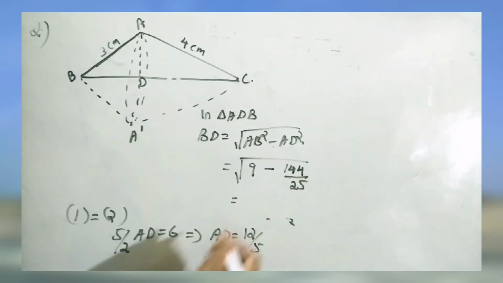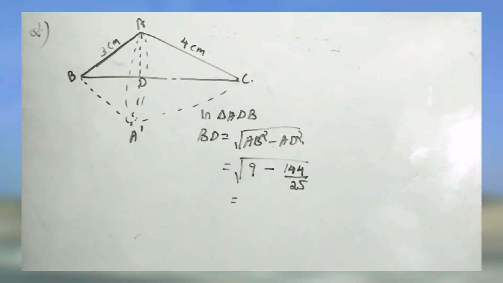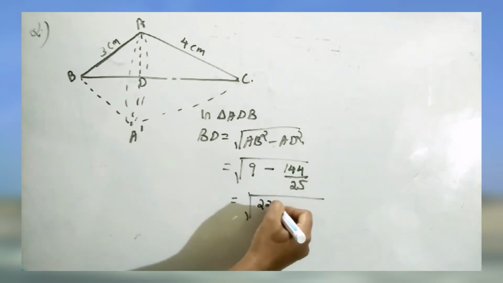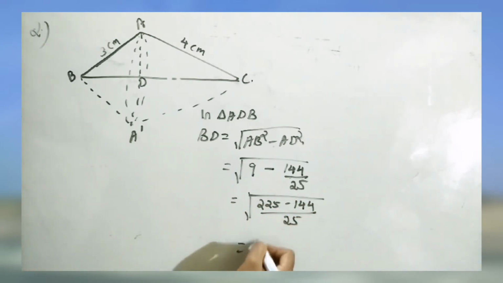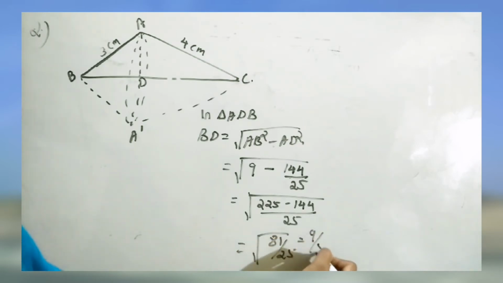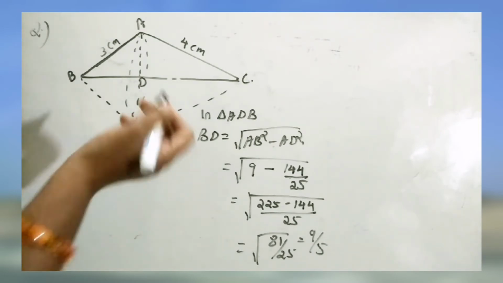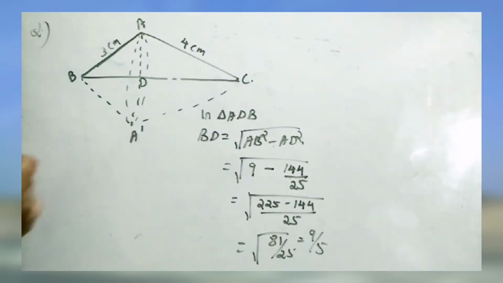That is equal to the square root of 225 minus 144 divided by 25, which is the square root of 81 by 25. This is equal to 9 by 5. So we got the length of BD, that is 9 by 5. We know the length of BC, that is 5. Now we need to get the length of DC.